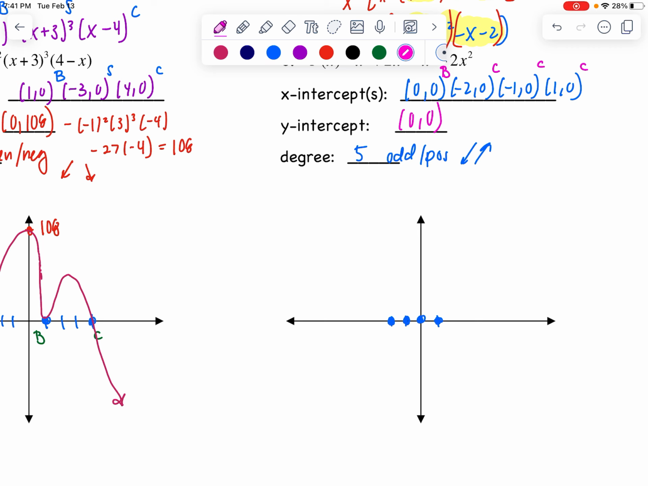Again, at (0, 0) is our bounce. The rest are crossing. So if I were to graph this guy out, we're going to start in my negative direction, cross at negative 2, cross at negative 1. We're going to bounce at (0, 0), and cross back up at positive 1. And there's your function.